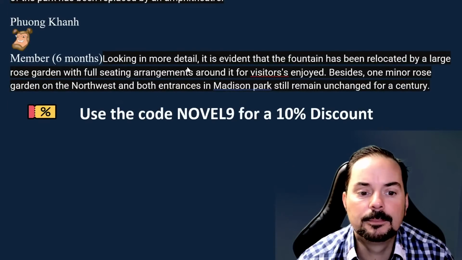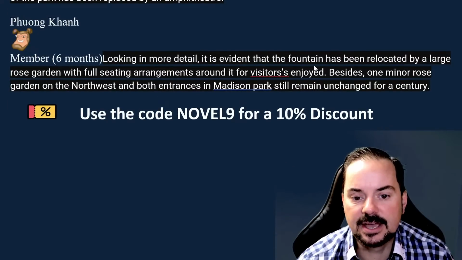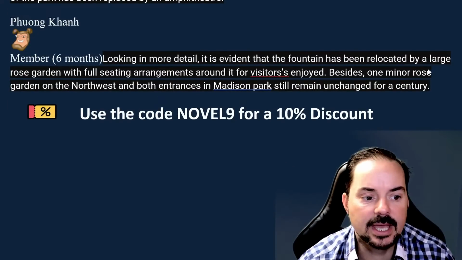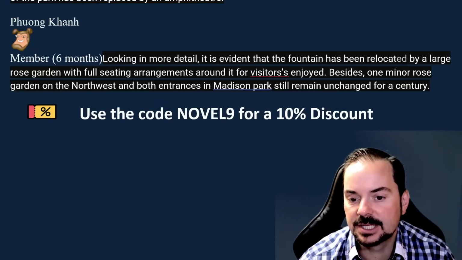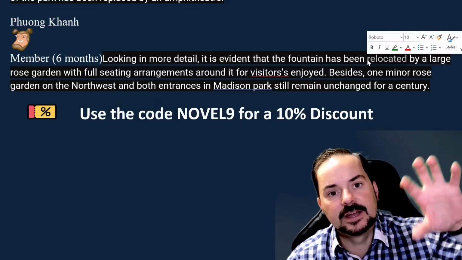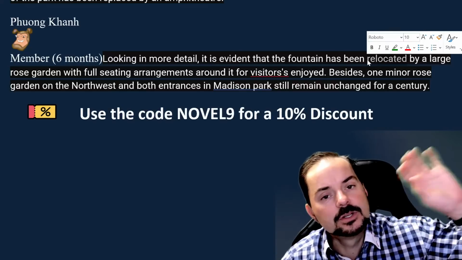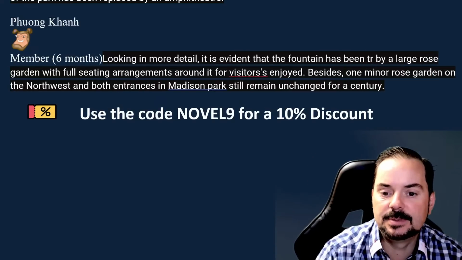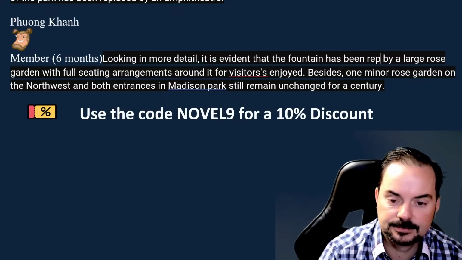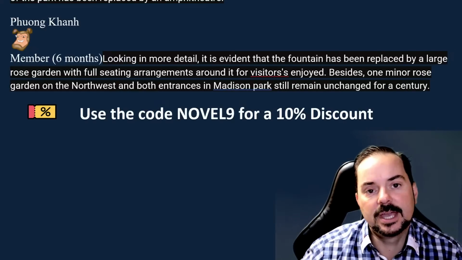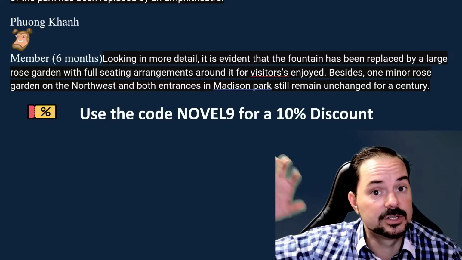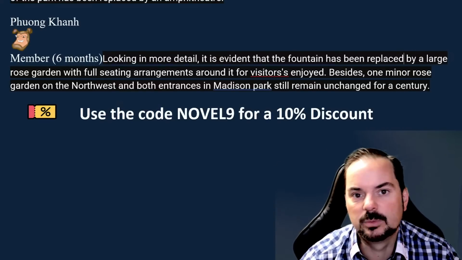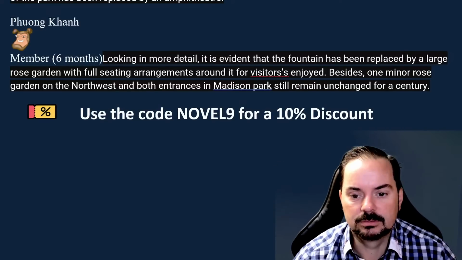So, looking in more detail, it is evident that the fountain has been relocated by a large. It hasn't been relocated, Phuong. It's been replaced. Relocated means that the fountain would be somewhere else in the park, but it's not. Okay, so it has been replaced. Relocated means the fountain has been relocated to the northeast, and there is now a rose garden in the center, but it's not. We don't see the fountain in current day.